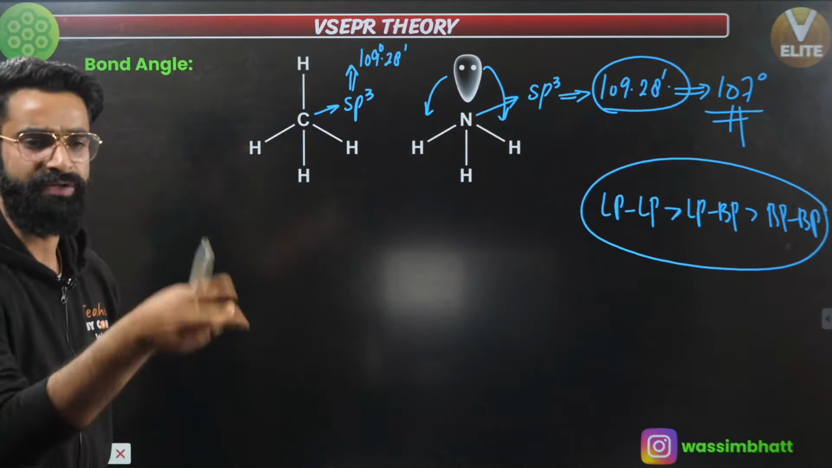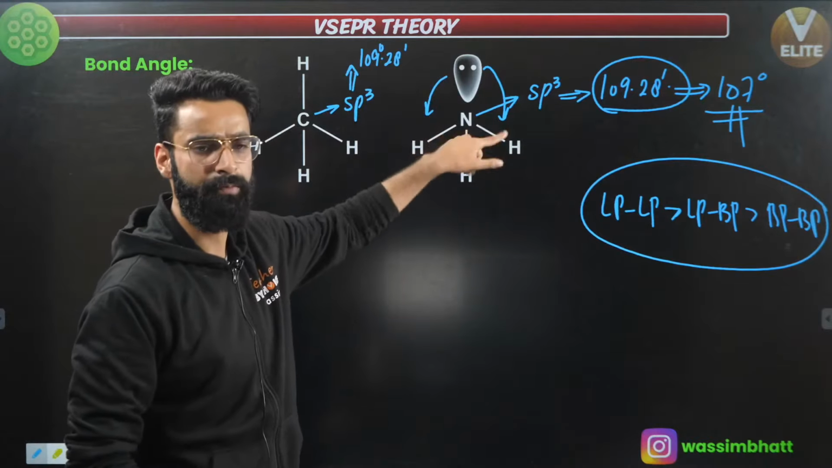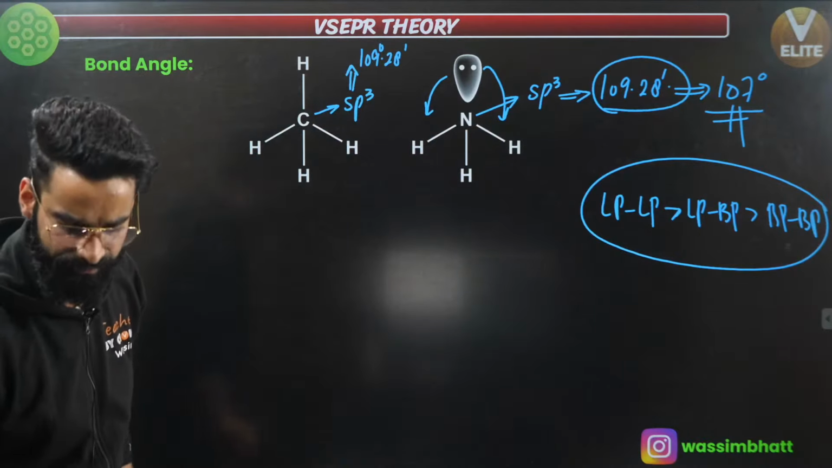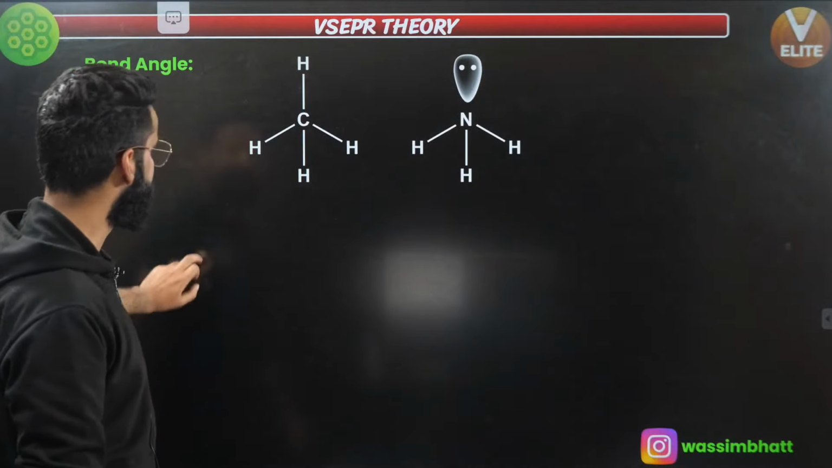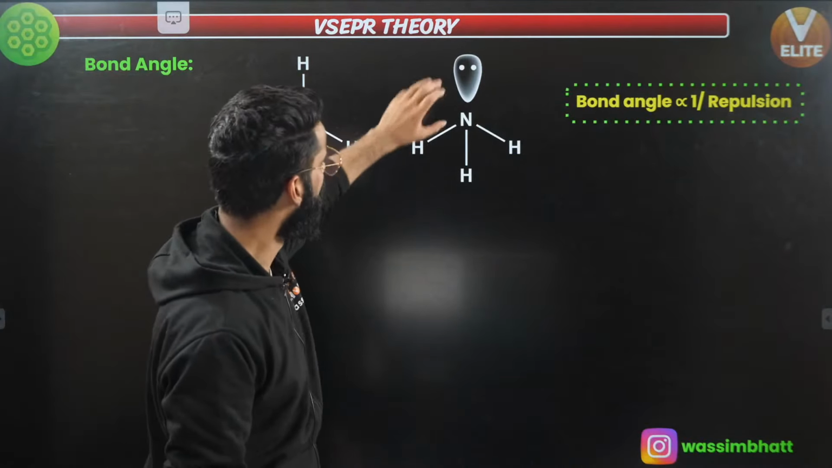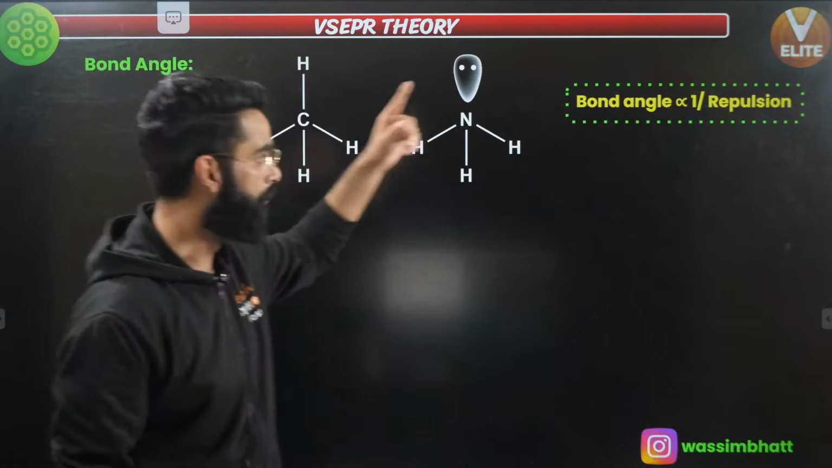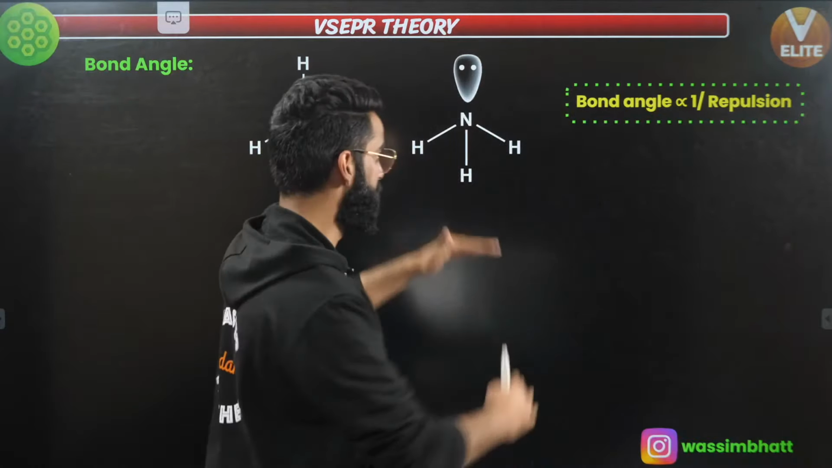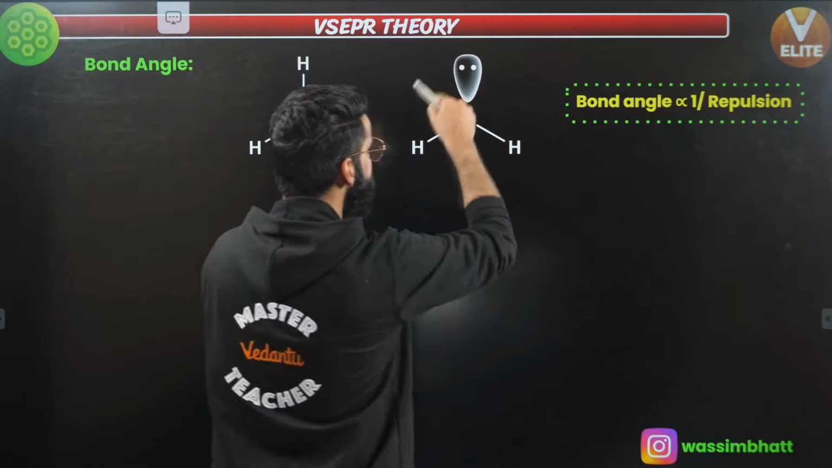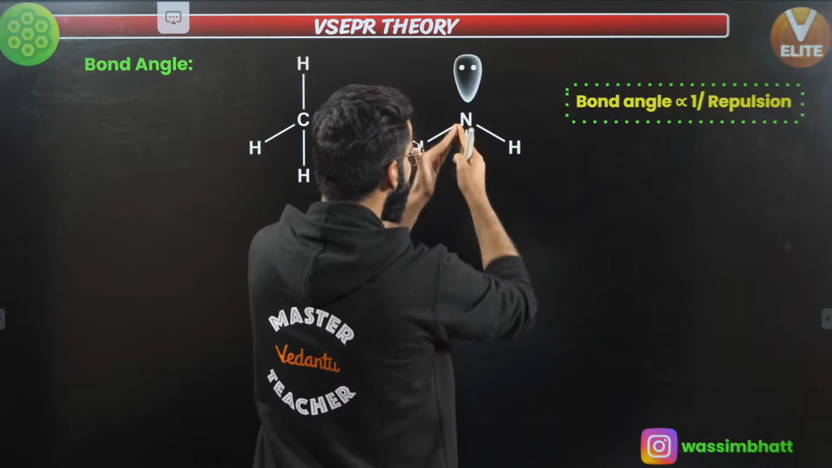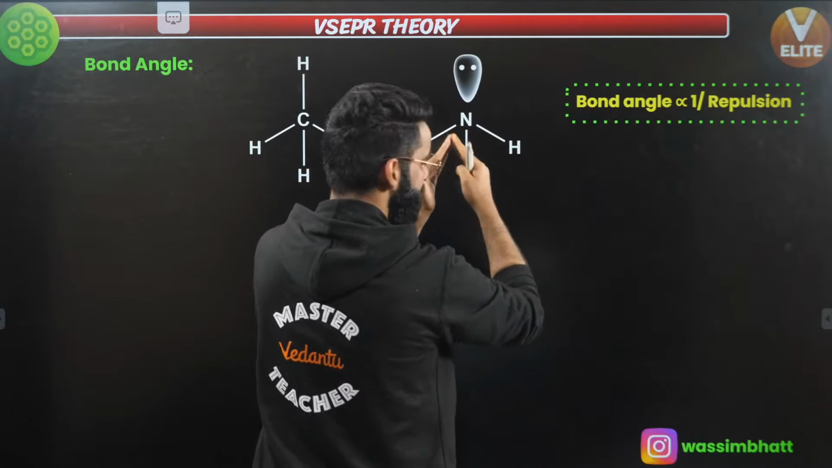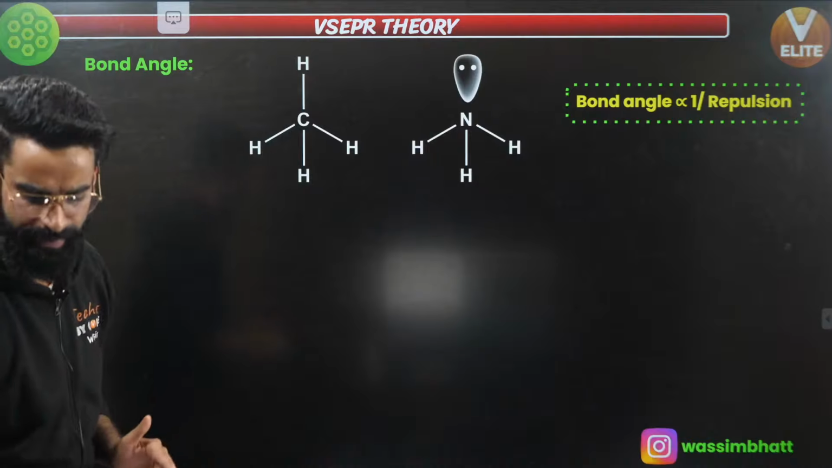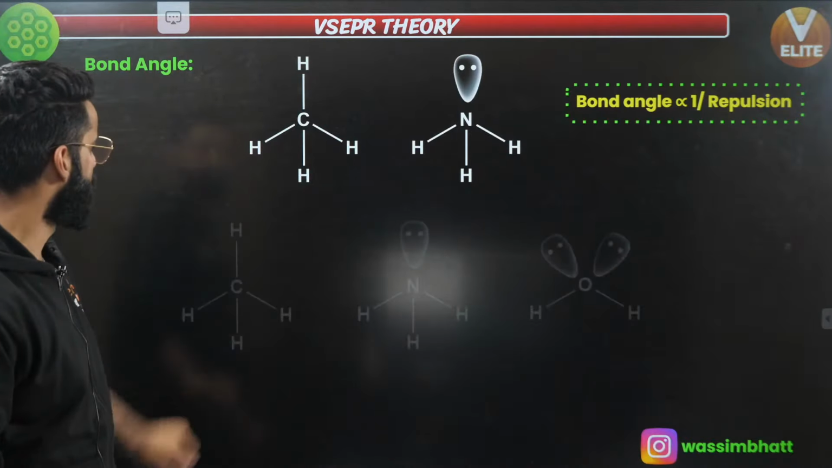What is the reason? Due to the repulsion between lone pair and bond pair in case of NH3. And remember, the more the repulsion, the less is going to be the bond angle. More the repulsion between this lone pair and bond pair right here, less is going to be the bond angle. I'm sure this is clear to you again. Moving on to one more thing.